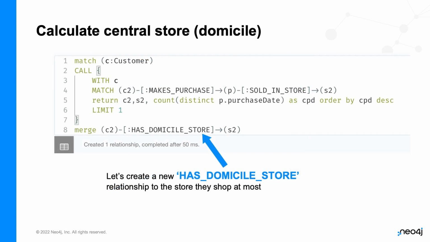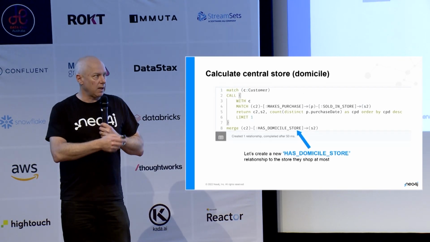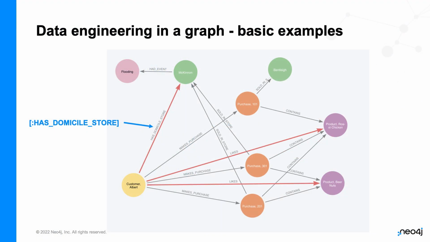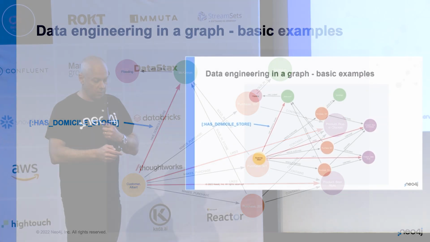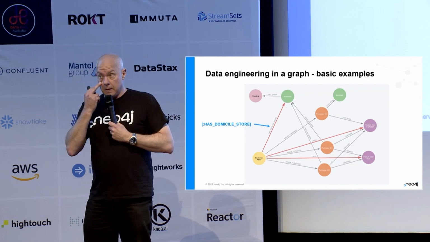The final one is to set what their favourite store or domicile store is. When I worked in database marketing many years ago, this was a thing they used to refer to as a domicile store, the one that was central, the one they used the most. We're setting a new relationship type here. So the graph has now evolved. This really simple subgraph has now evolved to have these three other relationships, and we can use those to drive new questions and not even have to touch the other information.